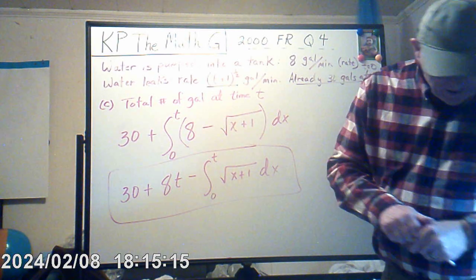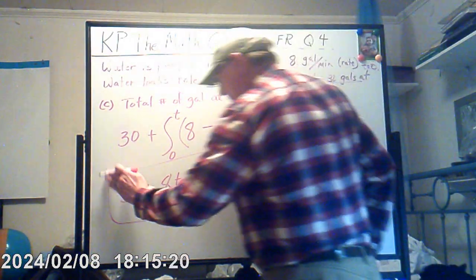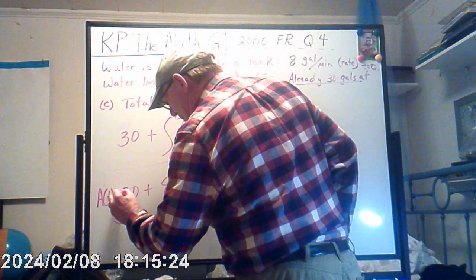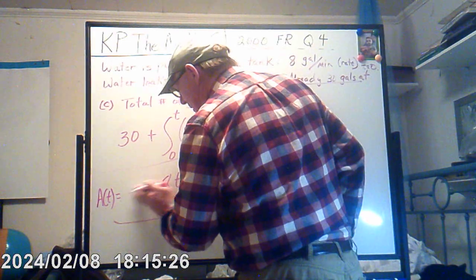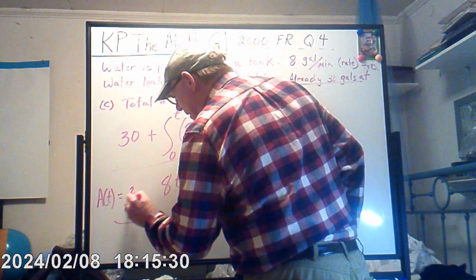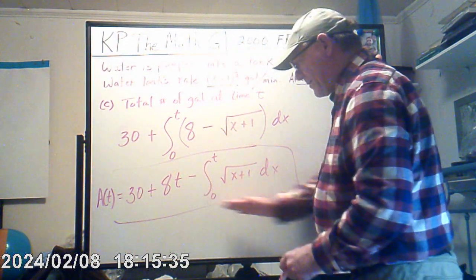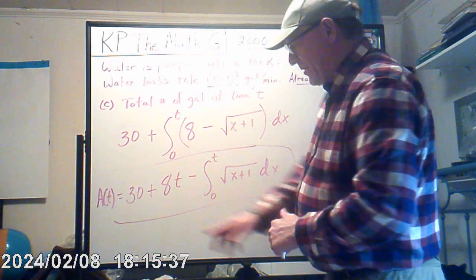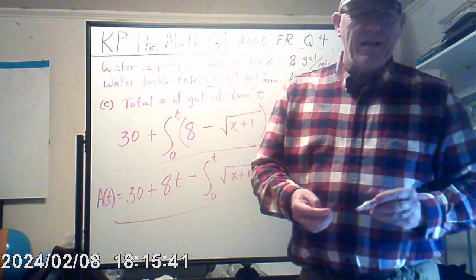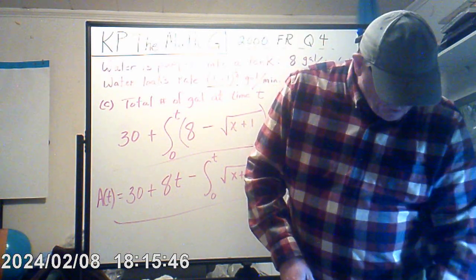And if it says, I want to say this is A at t, so if we want to do this, so A at t equals 30 plus, now there we go, and there it is, at any time t. This is the total amount right here. Okay, this represents the total amount at any time t. So just kind of be aware of that.